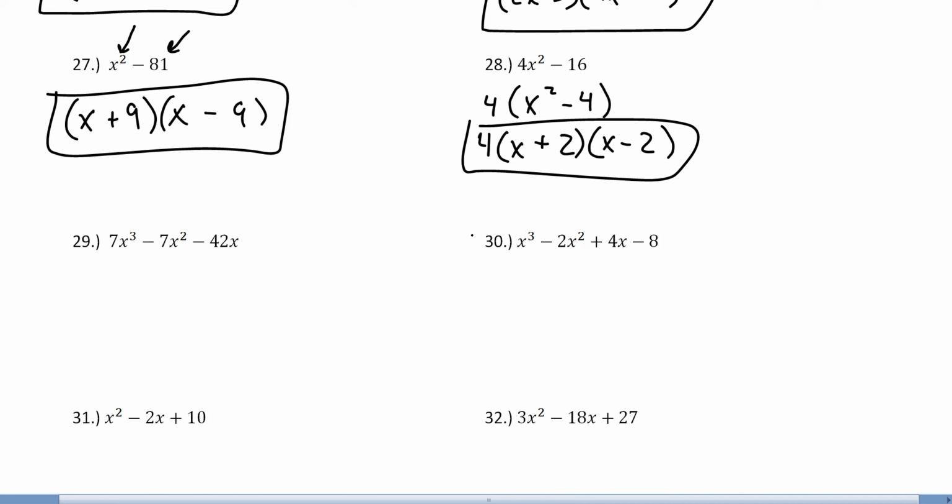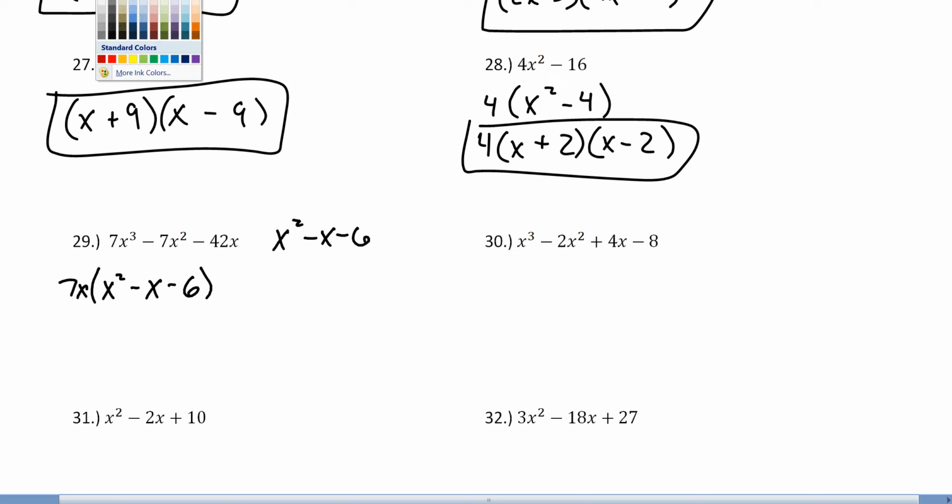The next one, if we take a look at this guy, the first thing we want to do is factor out the greatest common factor. So I'm going to take out the greatest common factor. I've got a 7x for the greatest common factor this time, which leaves me with an x squared minus x minus 6. All right? And now if I take that thing in the parentheses off to the side, x squared minus x minus 6, this is a trinomial.